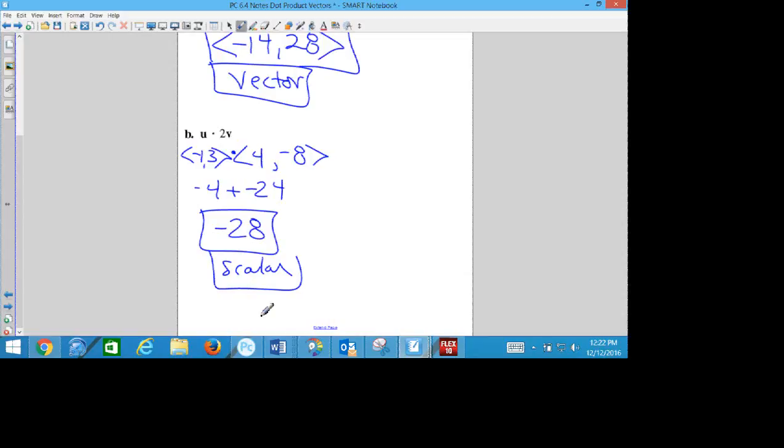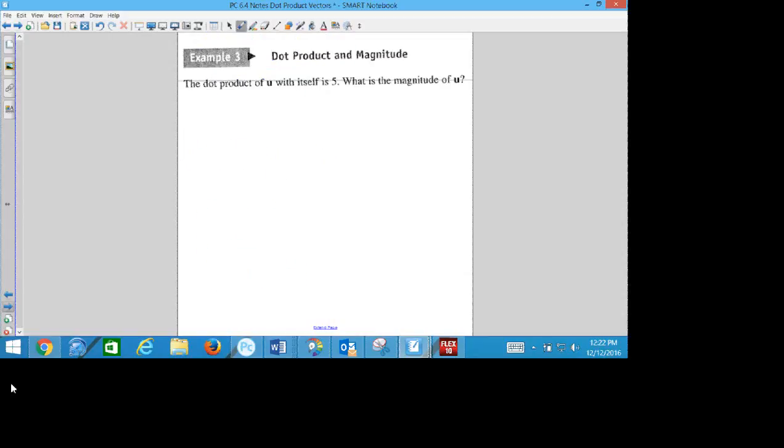Okay, you all are turning the page to example 3, and it says the dot product of u with itself is 5.